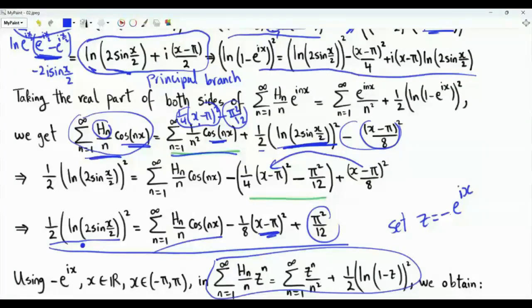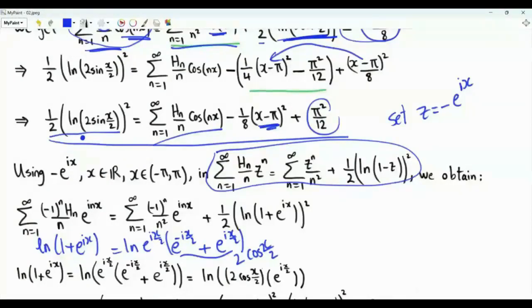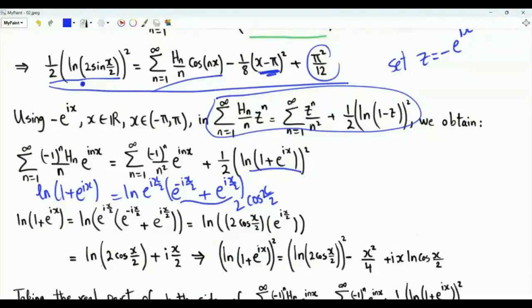We do similar steps like above. The natural logarithm of 1 plus e to the ix can be written as the natural logarithm of e to the ix over 2. Then we need here e to the minus ix over 2 plus e to the ix over 2. This time, rather than getting sine, we get 2 cosine x over 2. This logarithm is equal to log 2 cosine x over 2 plus ix over 2.